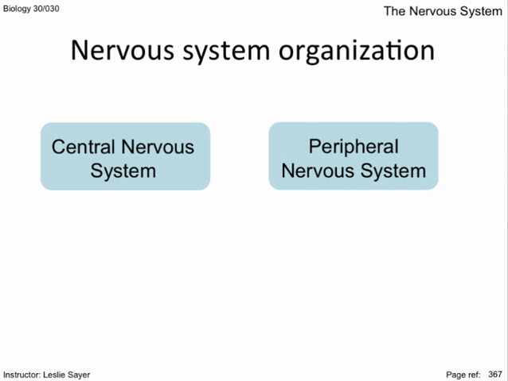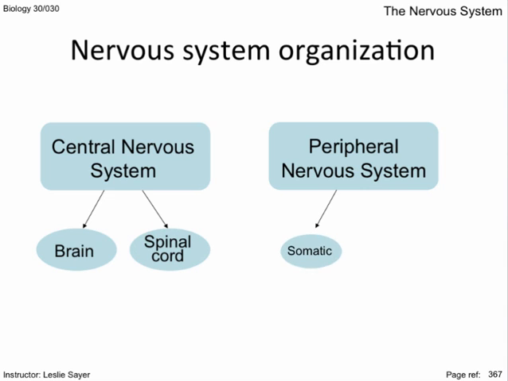The central nervous system can be divided into two parts, the brain and the spinal cord. The peripheral nervous system can also be subdivided into the somatic nervous system and the autonomic nervous system. For the first part of this chapter, we're going to talk about the peripheral nervous system and the somatic and autonomic nervous systems.